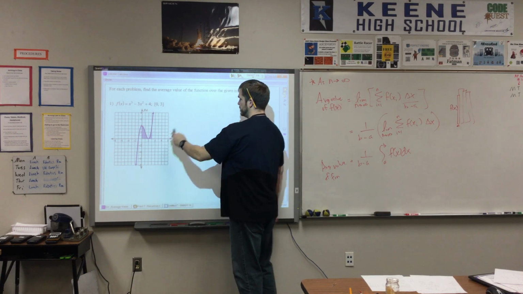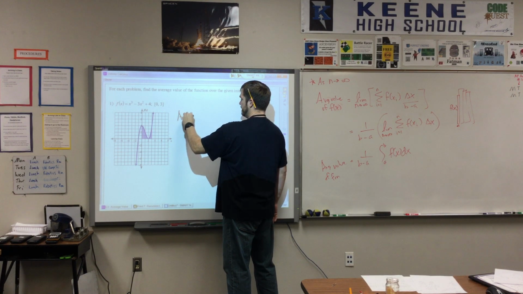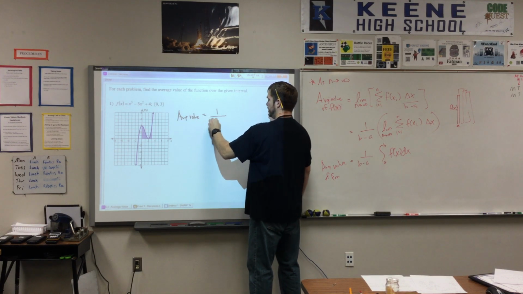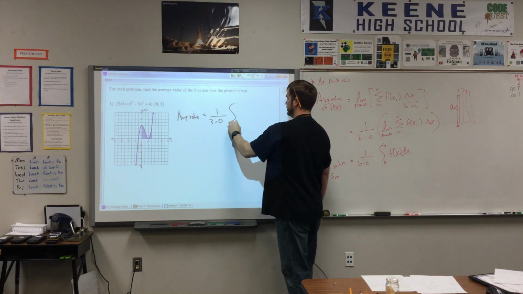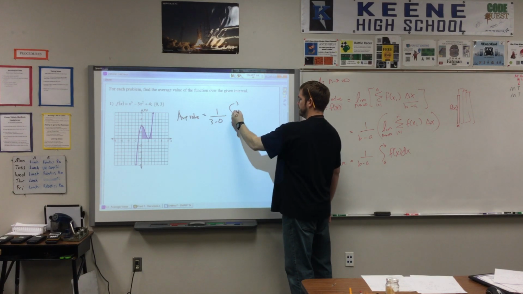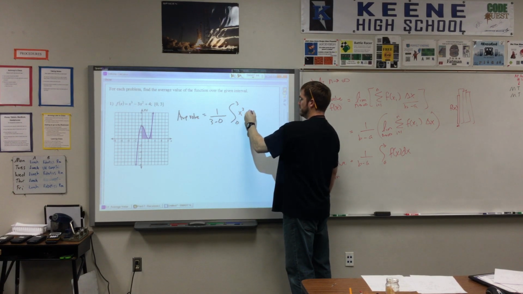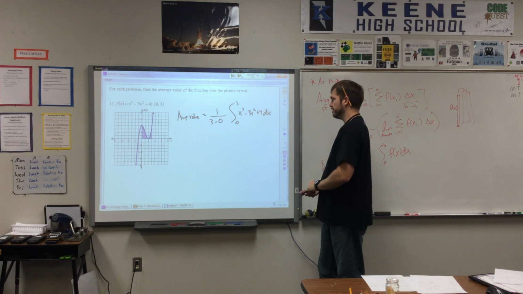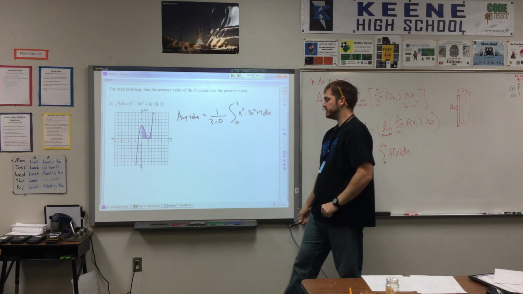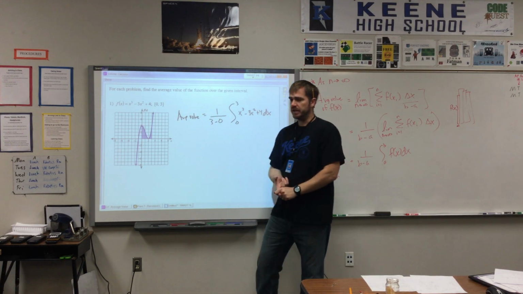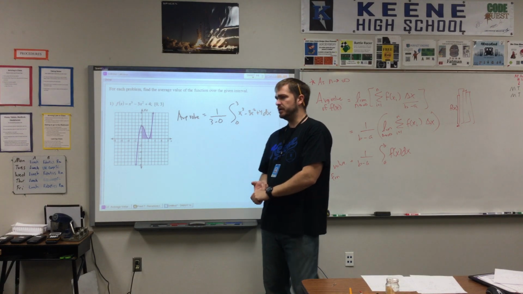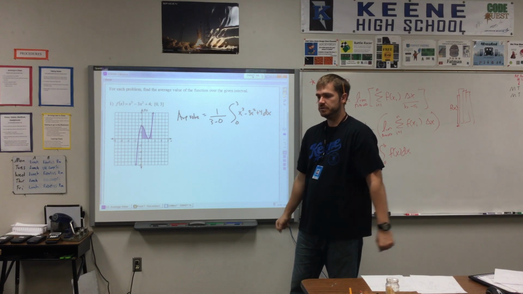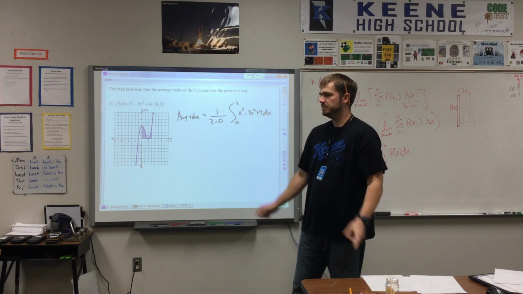But here's how you can know for certain. Average value equals 1 over b minus a, 3 minus 0, times the integral from 0 to 3 of f of x, x cubed minus 3x squared plus 4 dx. It's literally just applying the formula. You've got a calculator, you've got the Desmos tools to calculate the integral. So I think you're good to set up and solve those problems.